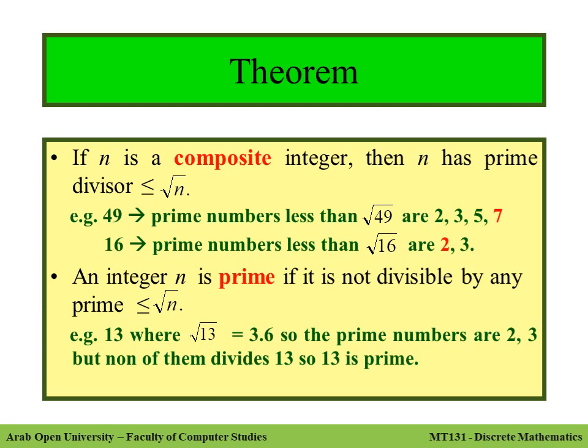One way then to use the theorem is to show that a number is a prime if it's not divisible by any prime less than or equal to the square root of n. That means we don't need to check all the primes less than n. It is sufficient to check the primes that are less than or equal to the square root of n. Here is a quick example. For 13, the square root of 13 is approximately 3.6. The only two primes less than this number are 2 and 3. 13 is not divisible by 2, it is not divisible by 3, and therefore 13 is a prime.